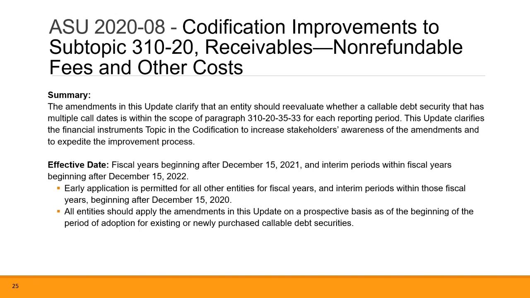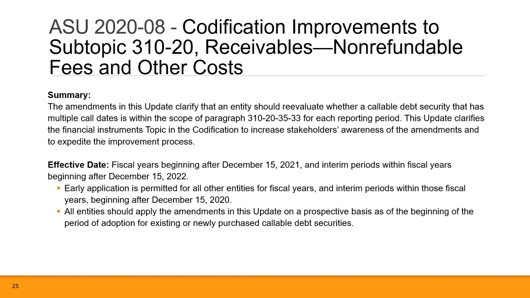Next, we have ASU 2020-08, codification improvements to subtopic 310-20, receivables, non-refundable fees and other costs. The board has an ongoing project on its agenda for improving the codification or correcting its unintended application. The items addressed in that project generally are not expected to have a significant effect on current accounting practice or create significant administrative costs to most entities.